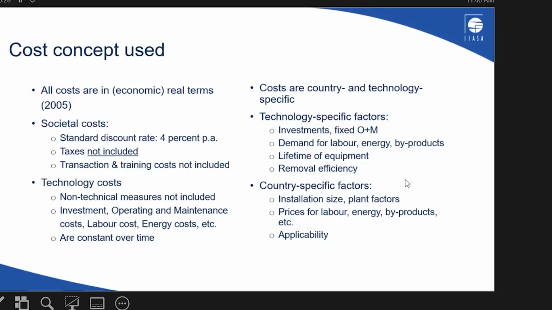Taxes are not included because taxes are transfer payments within a country, and transaction and training costs are also not included. What we include is technology cost, investment cost, operation and maintenance cost, labor cost, and if the technology is using some fuel or electricity, then that cost is included. Non-technical measures, such as behavioral change, are not implemented so far as a control technology in the GAINS model, and these are constant over time. Mostly the costs are country and technology specific.